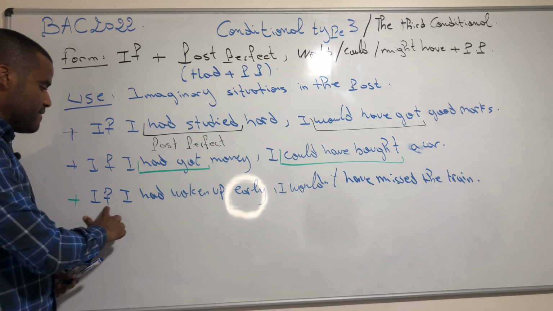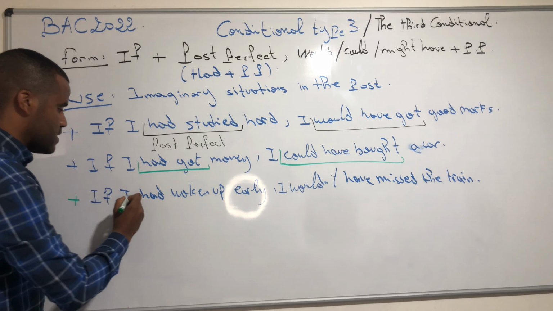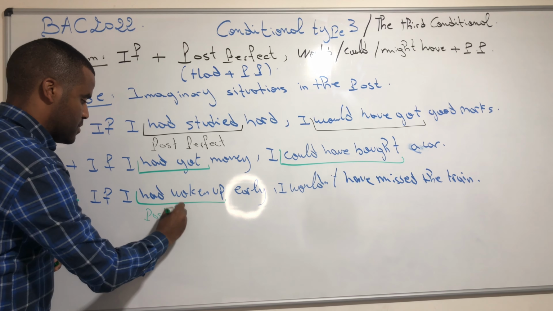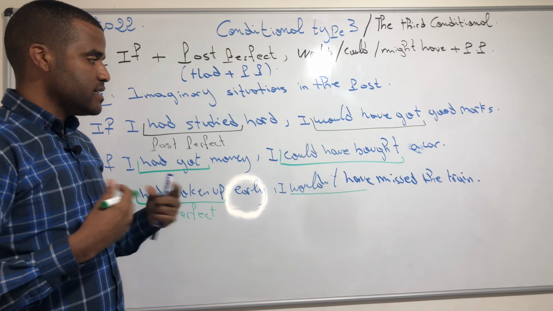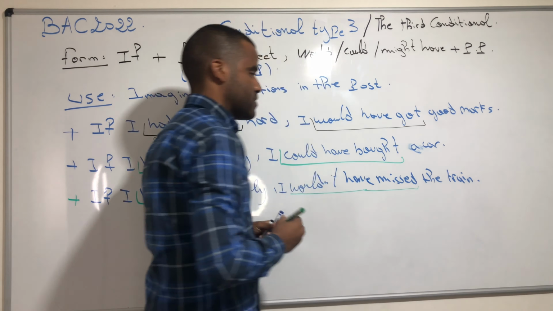So if I had woken up, this is the past perfect: if plus the past perfect of the verb. So if I had woken up early, I wouldn't have missed the train. Okay, so as you can see, it's really easy.